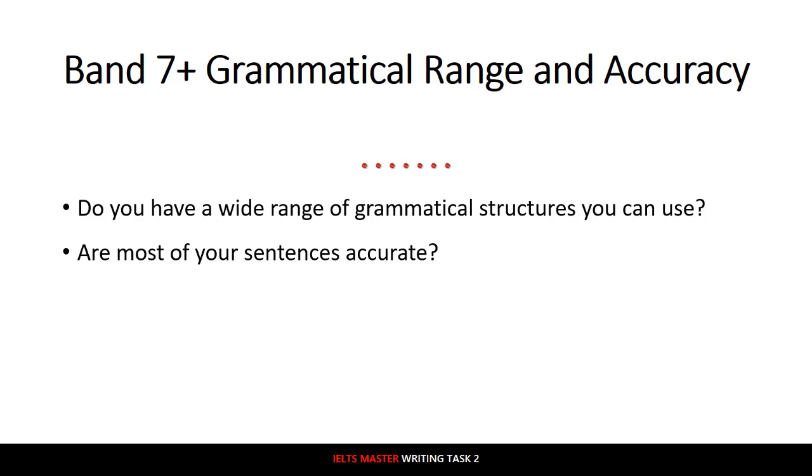Having a wide range of grammatical structures is important for getting a band 7 or higher, but it's not something that you can really change easily by trying. It's related very closely to your English language level. However, being more accurate is something you can focus on while you're writing. So be sure that you focus on accuracy, not range.